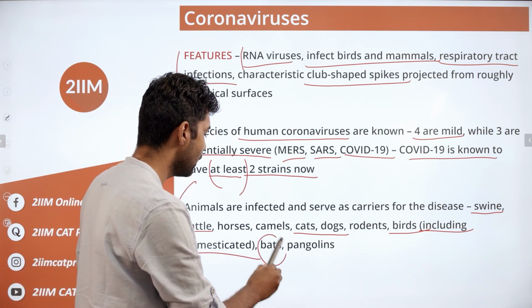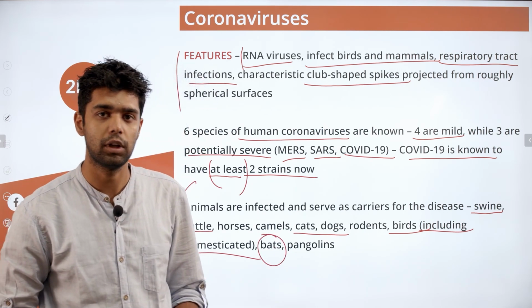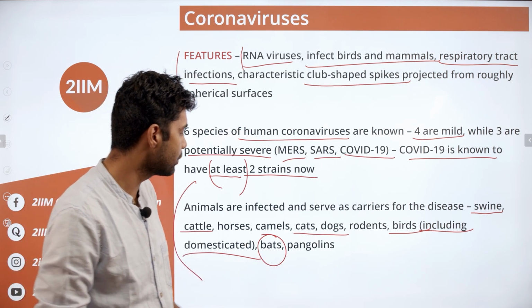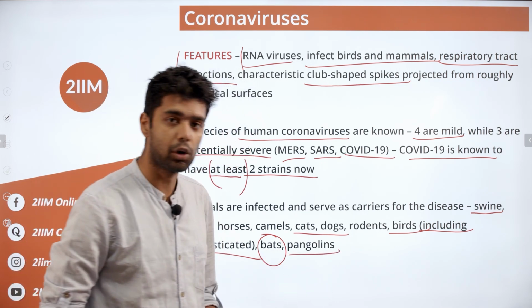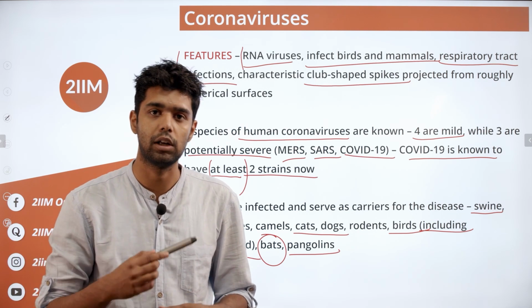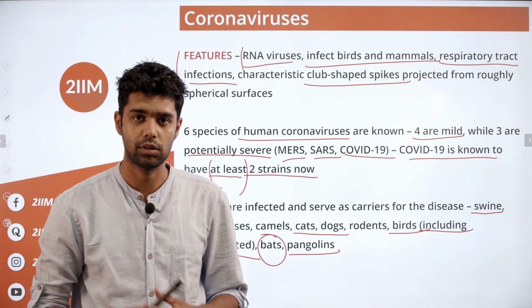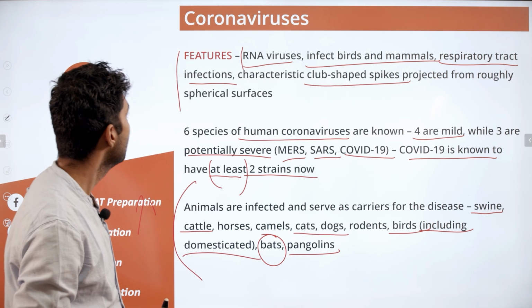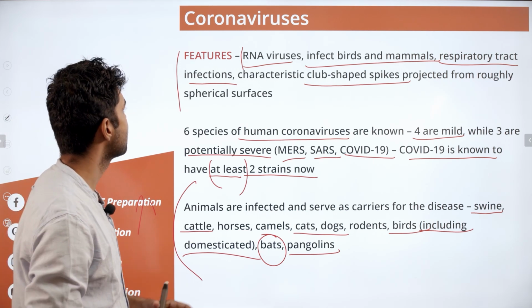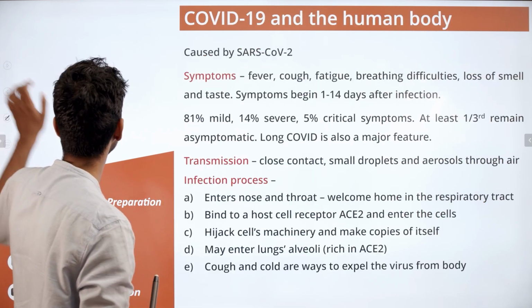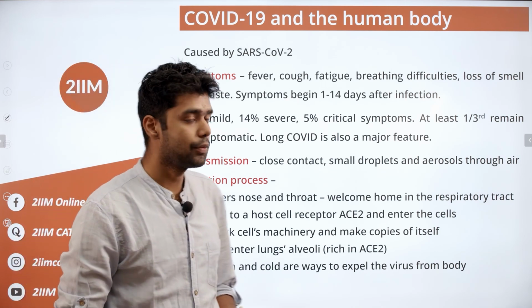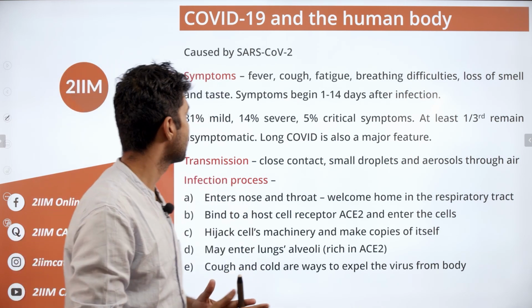Bats are supposed to be natural reservoirs of the coronavirus family, including probably the COVID-19 disease. Pangolins have been in news because it is suspected that they were the intermediary between bats and human beings in actually transmitting the virus to us. So these are some basic features of the coronavirus family. We'll talk specifically about the COVID-19 disease and the effect it has on the human body.